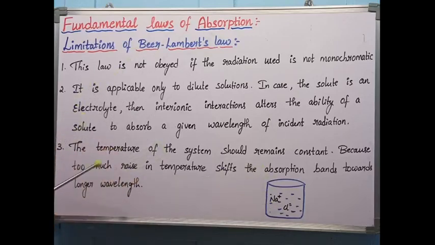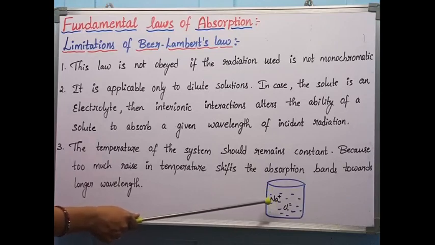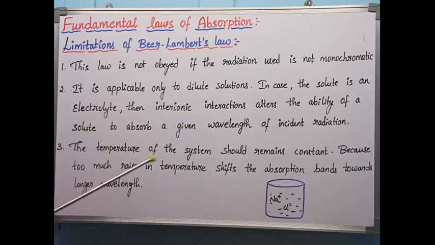Next, the temperature should remain constant during this process. If I increase the temperature, what will happen? The solution boils, and because of that it changes the absorption and shifts the absorption bands towards longer wavelength. So too much temperature also changes the absorption process. So in order to apply this law, we should maintain the temperature constant. Okay, and this is completely about the Beer-Lambert law and its limitations.